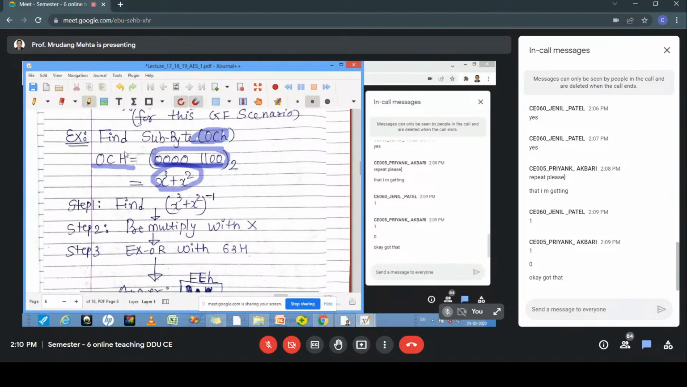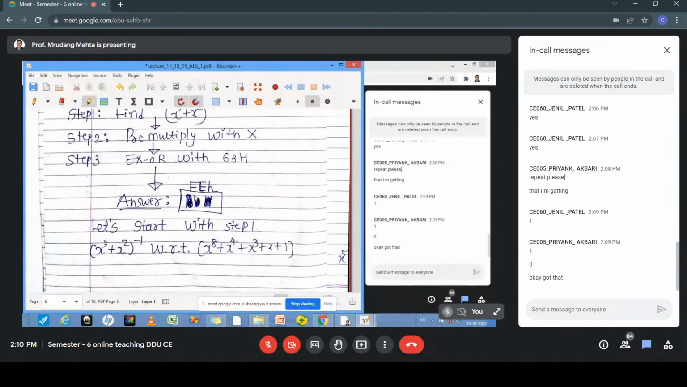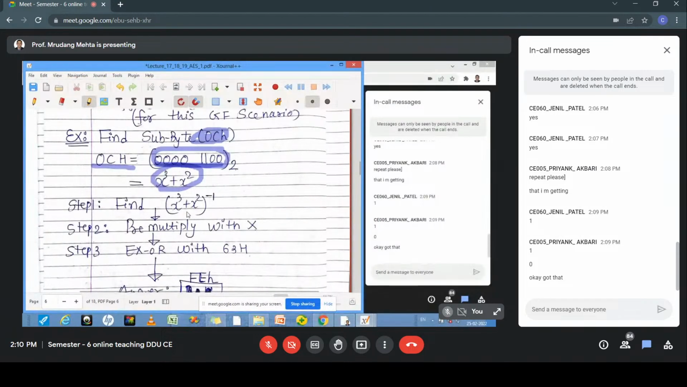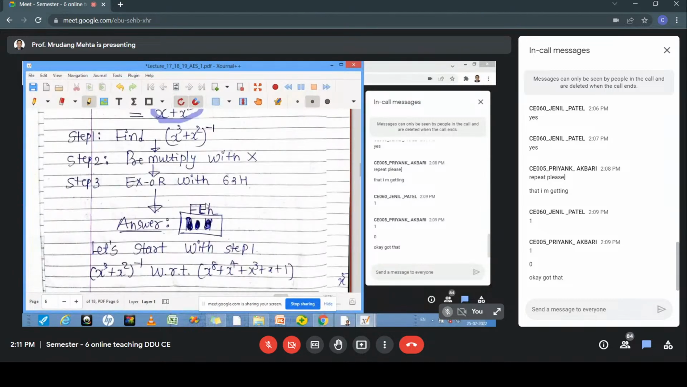So when we are saying that we want to find 0CH inverse, we are saying that in the context of Galois field, this has to be a polynomial of x cube plus x square. And we actually want to find out the inverse of this polynomial. So to find the SubByte, we first find its inverse, then multiply by x, the output of that we multiply by x, and then XOR it with 63H. So our answer should be FEH. We will verify it now.